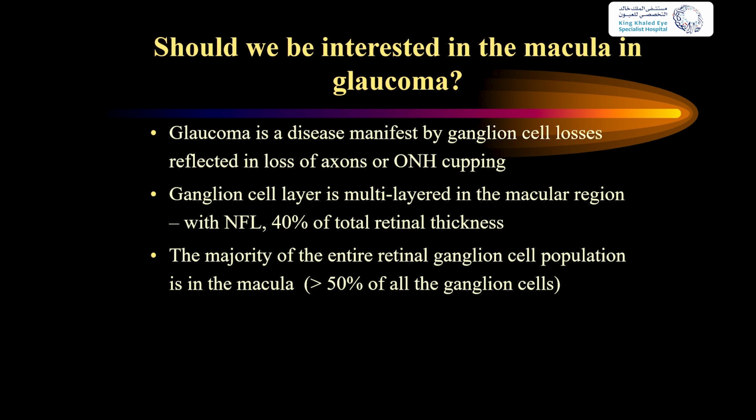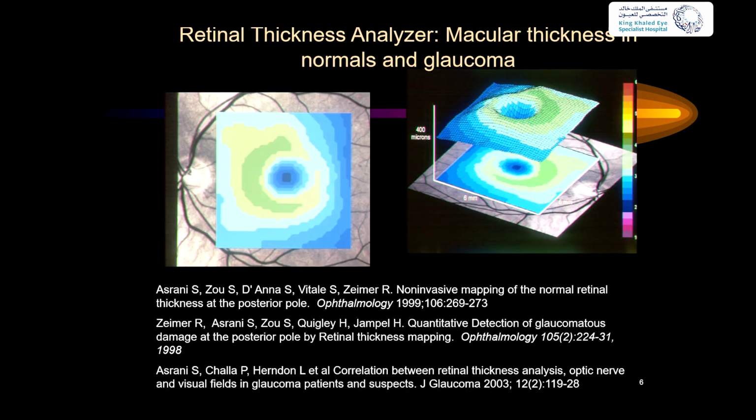The percentage of ganglion cell loss that one needs to develop a visual field defect near the center is about 70%, compared to only 44% loss in the periphery. So there is a lot of redundancy of the ganglion cells around the fovea.